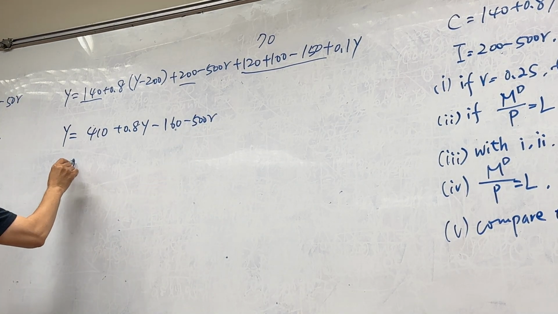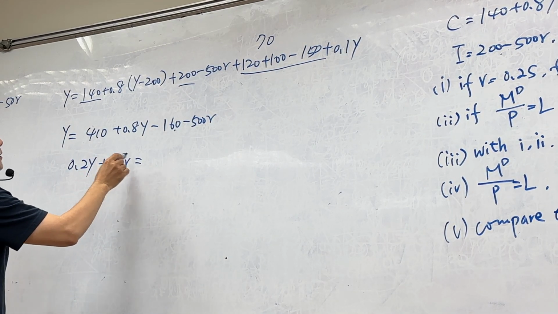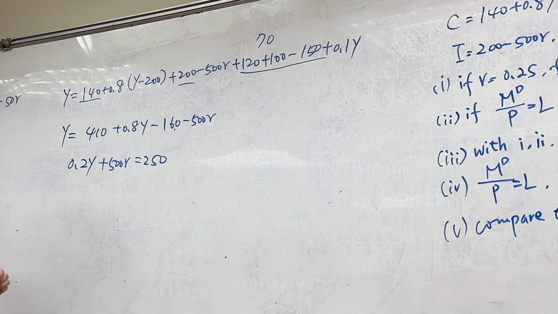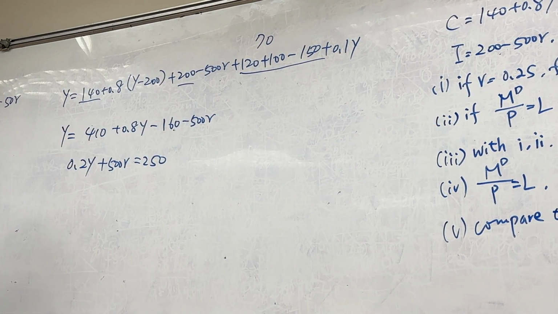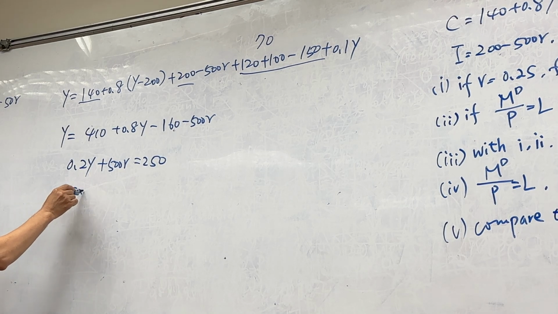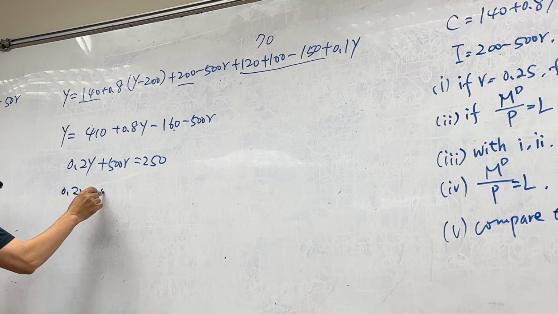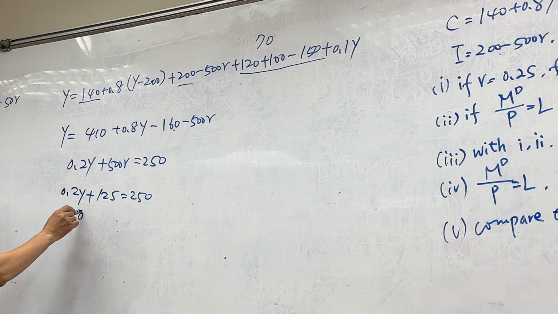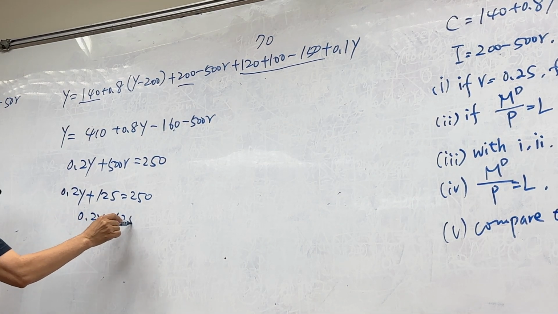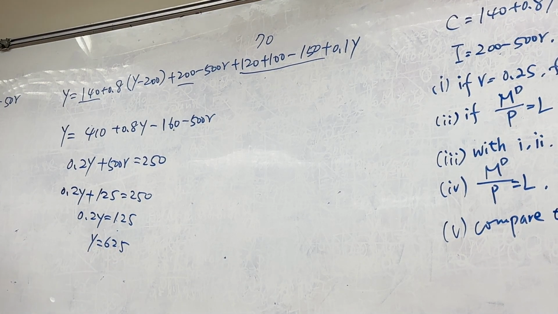So now you have 0.2Y plus 500R is equal to 250. Questions? And if R is equal to 0.25, okay, so give us a hint. So 0.2Y plus, because R is equal, so it is 125, right? So it's easier. You don't need a calculator. So 0.2Y is equal to 125. So Y is equal to 625. Okay? Questions?